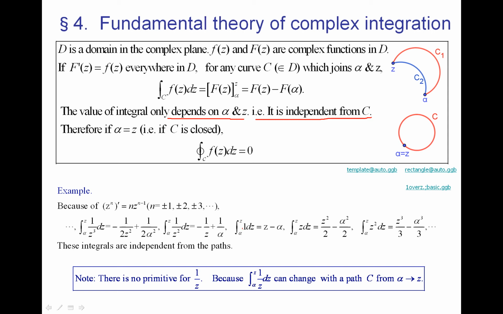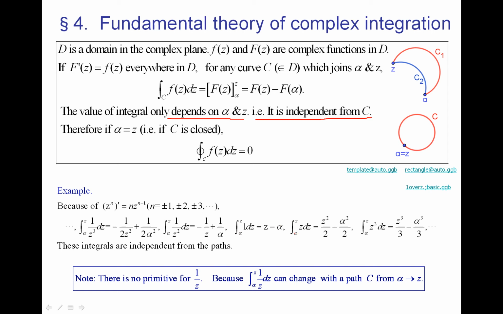Like the integral from alpha to z of 1 dz. You can't write this without the fundamental theorem, because normally it depends on the curve. So you have to specify the curve. But here, because there is a primitive, big F(z) is called the primitive function of small f(z). Because there is a primitive function of 1, you can just write alpha to z.